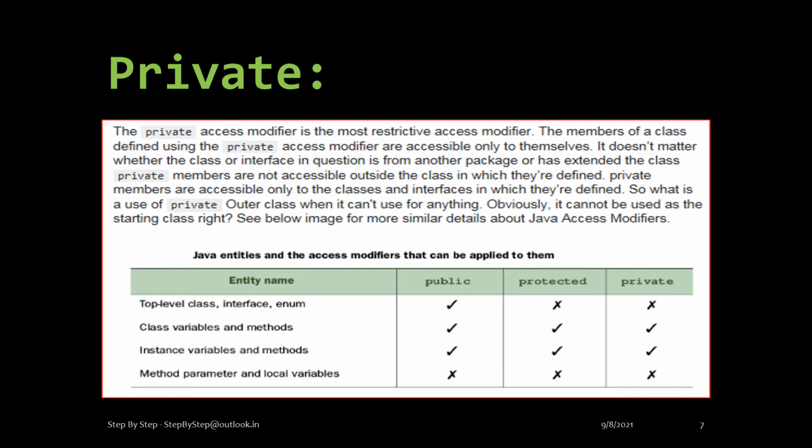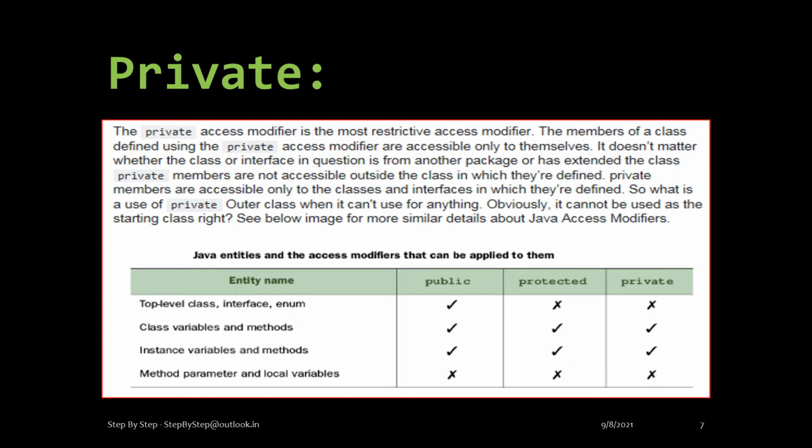So if you have a top level class, interface, or enum, if it is public you can access it. With protected and private you cannot access it. Class variables and methods within the class, for public, protected, private, definitely you can access it. Then instance variables and methods within the class will be definitely accessible with public, protected, and private access modifiers.